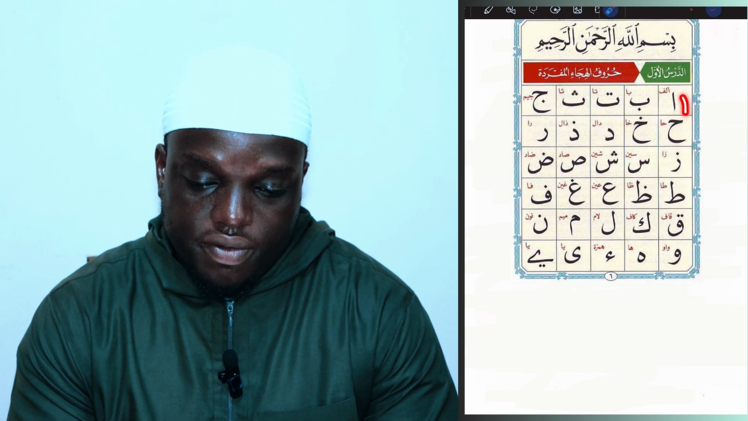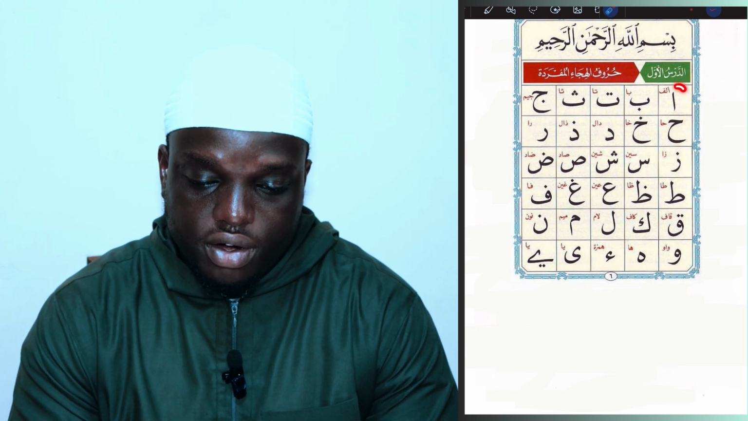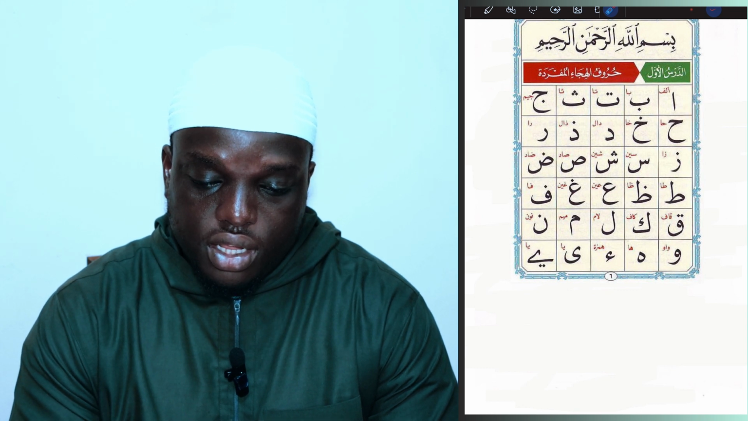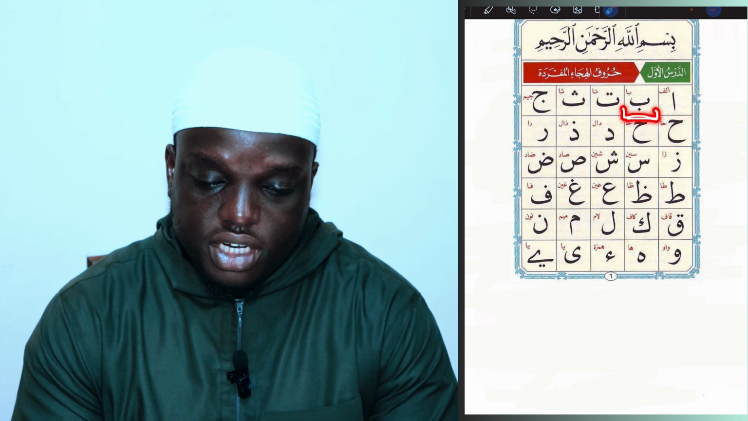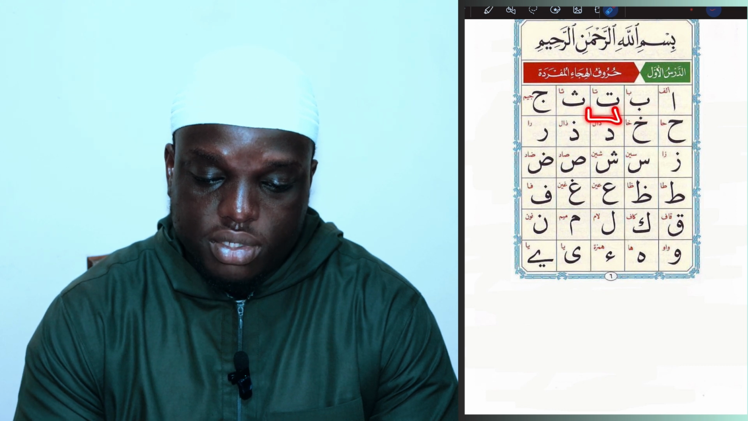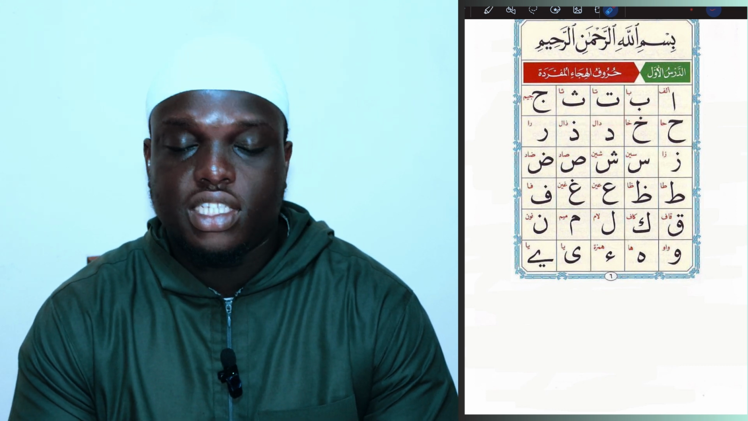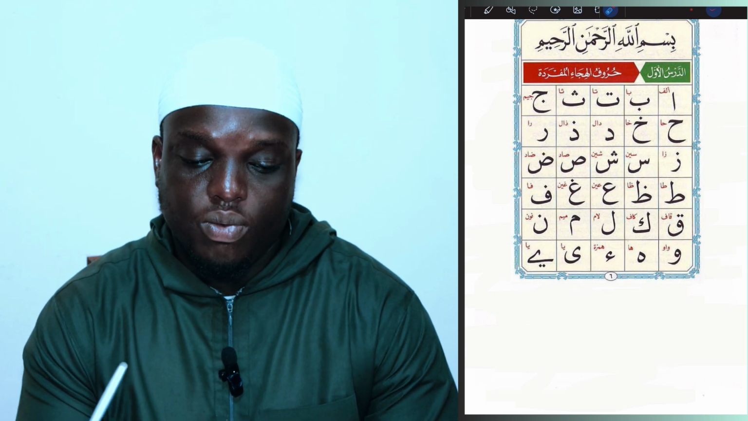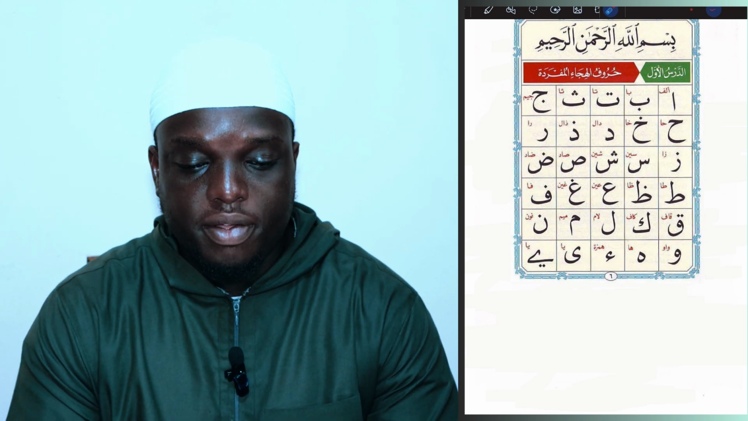So you know that alif is just the first letter here, just a straight line. Ba has this type of shape, da has this type of shape. Some letters have dots, some letters don't have dots. So that's one thing I want you to keep in mind while we're learning this lesson.